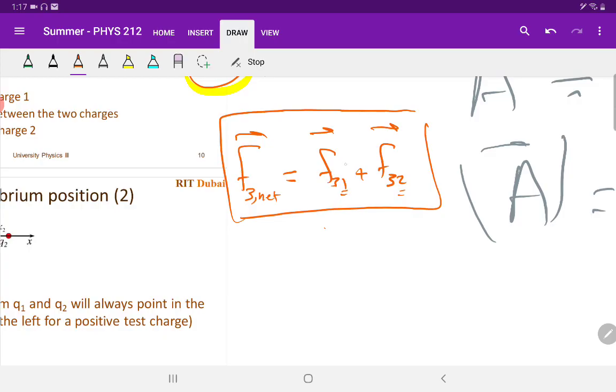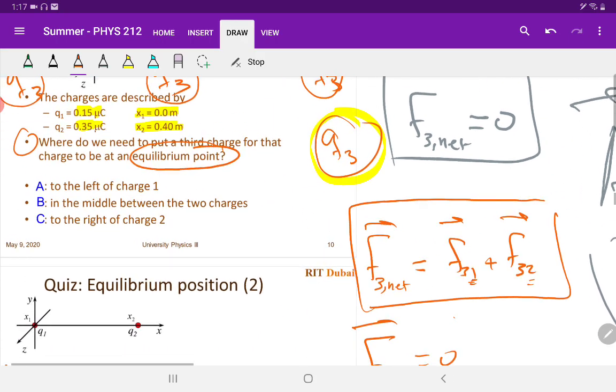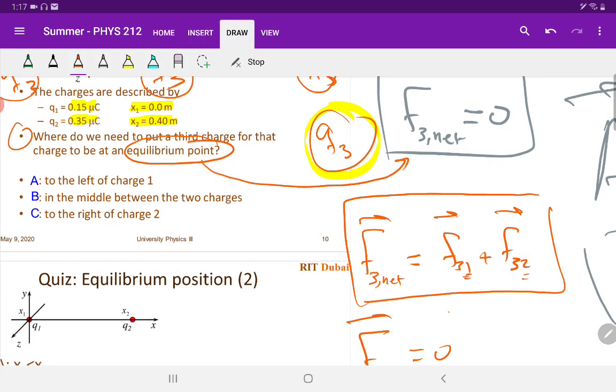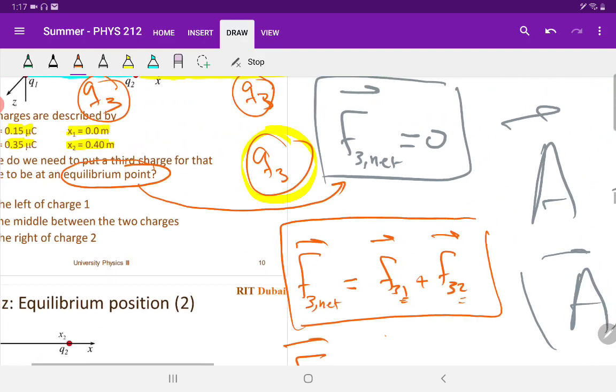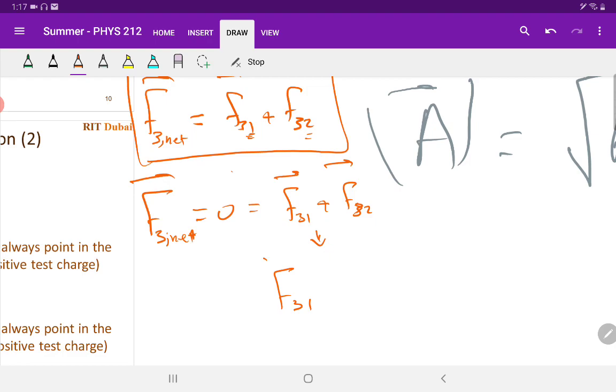Now all I have to do is apply this superposition principle. The superposition principle means I need to look at the interaction of the third charge with the first one and the third charge with the second one. If F3 net should be 0, why is that? Because we are looking for the equilibrium point. Equilibrium point means the net force on the third charge should be 0. So if that's the case, F31 plus F32 should sum to 0, and then we can say that F31 should equal minus F32.